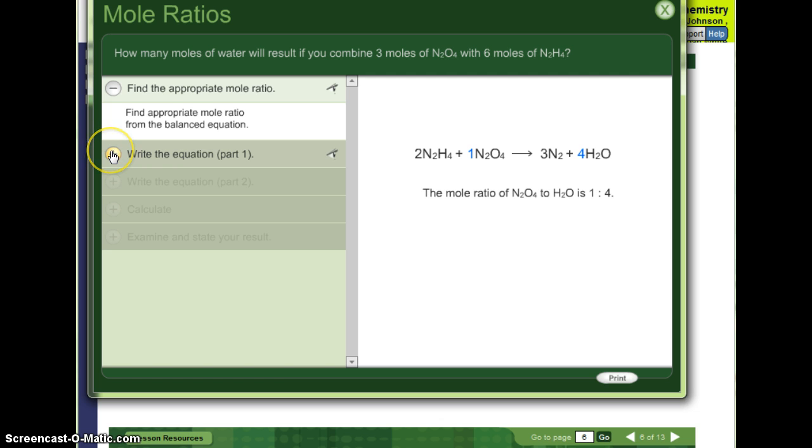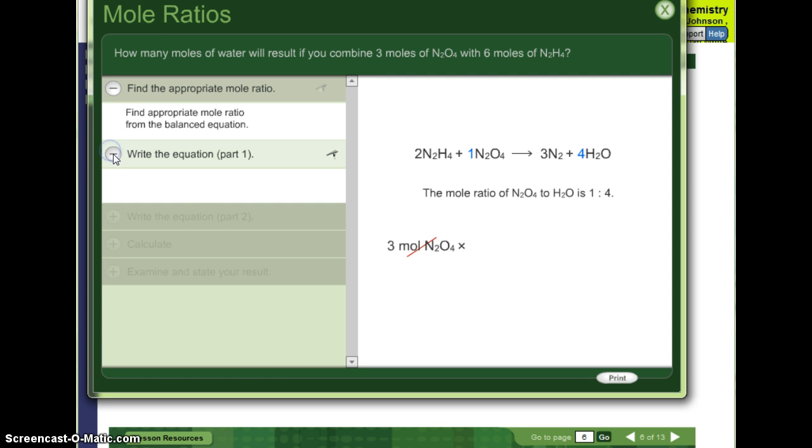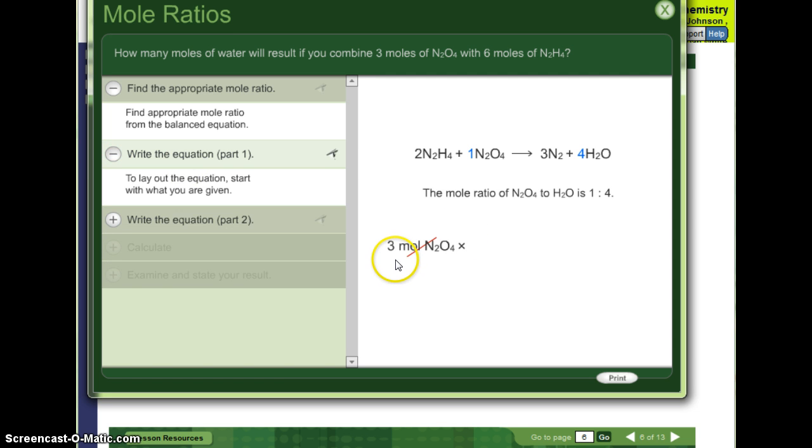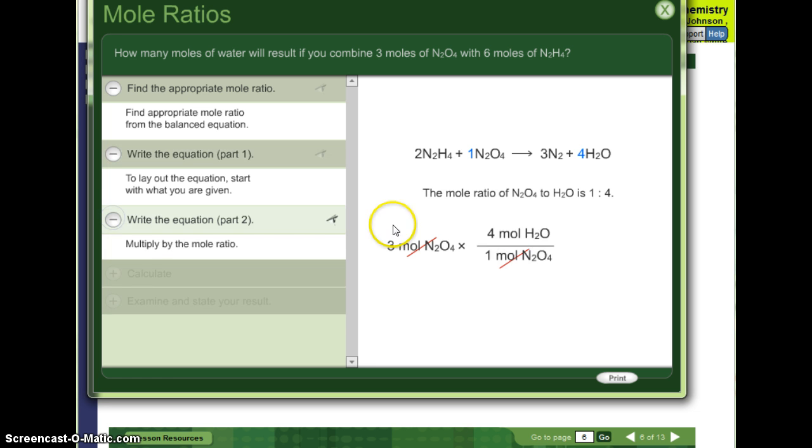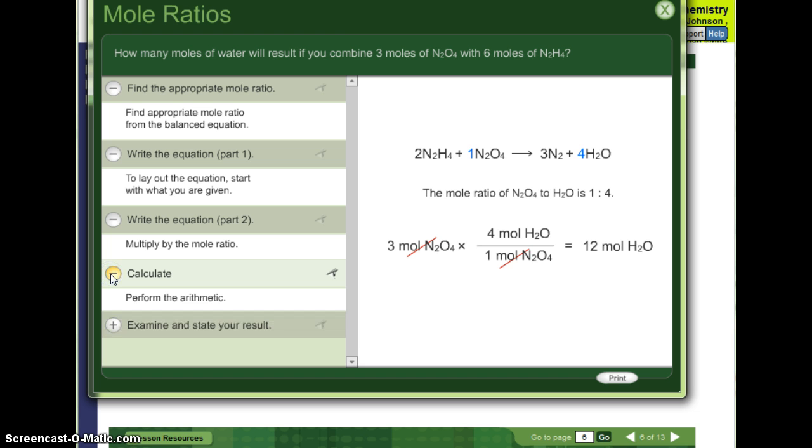We use the coefficients from the balanced equation. You start with what you know. We are given 3 moles of N2O4. What has to go on the bottom of my next fraction? Moles of N2O4 specifically, because on top I have moles of H2O. So I have moles on top and bottom, but it's different because they're of different chemical compounds. Put it in your calculator, and you get 12 moles of water.